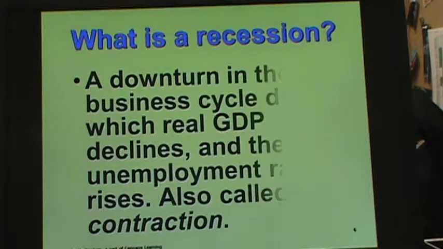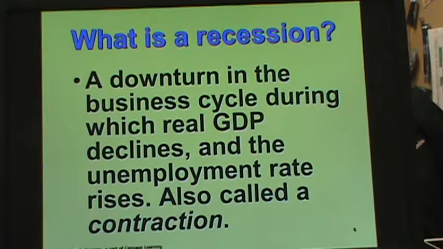A recession is a downturn in the business cycle during which the real GDP declines and the unemployment rate rises, also called a contraction. So the recession is the downhill part after the peak. We're going to look at a graph here in a second.